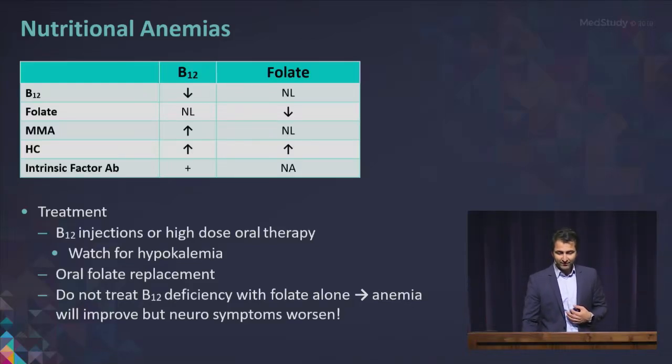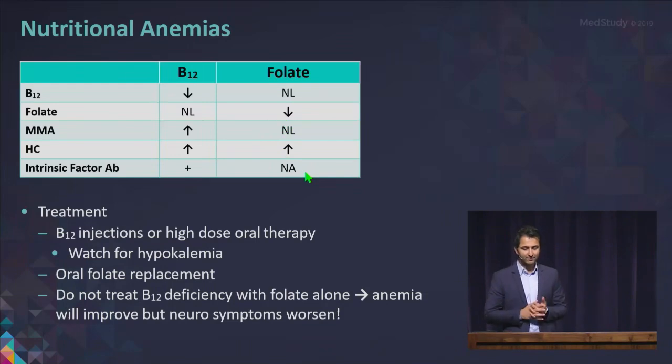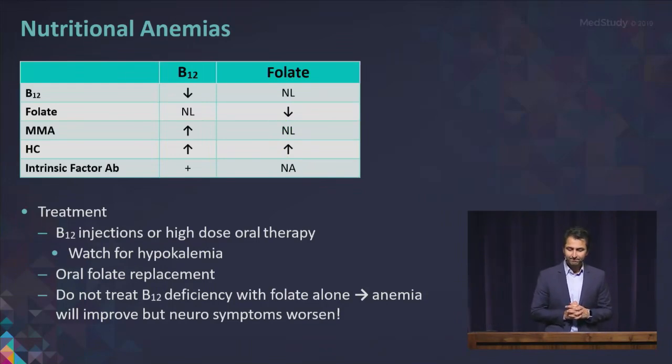With B12 deficiency, you're going to have a low serum level, and you're going to have elevation of both of your metabolites, and you're going to, in many cases, have a positive intrinsic factor. With folate deficiency, you're going to have a low folate level, and you'll only have an elevated homocysteine, but not MMA. And of course, intrinsic factor is not relevant because it's a different mechanism.